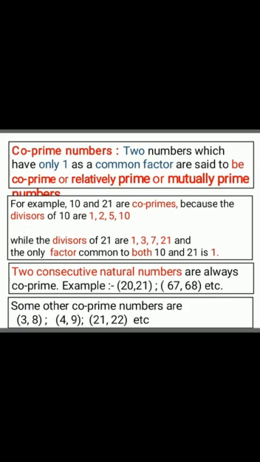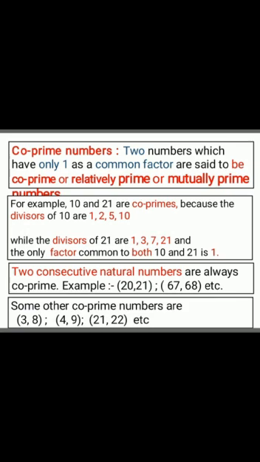Now, what is the common factor here of 10 and 21? 1. Yes. So, the only factor common to both 10 and 21 is 1. And so, we can say that 10 and 21 are co-prime numbers. So, what are co-prime numbers? Two numbers which have only 1 as a common factor are said to be co-prime numbers.